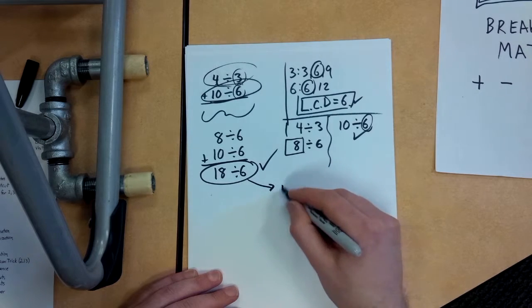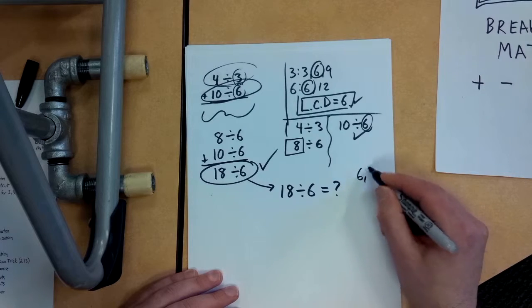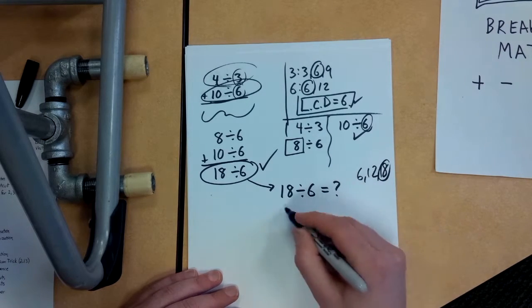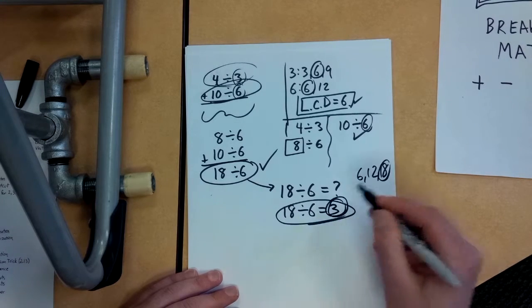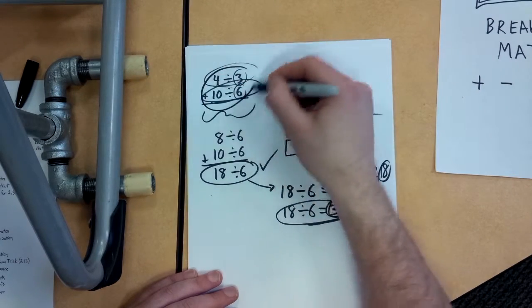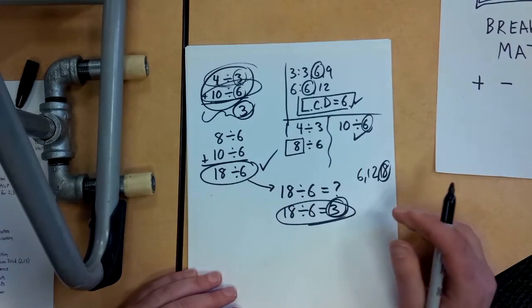I can put this through the old division machine. 18 divided by 6 equals I don't know. But if I skip count by 6, I see that 18 is the third one. I know that 18 divided by 6 simply equals 3. So my answer is 3. So that means that the answer to this whole thing is actually just 3. Can you believe it? Just like that.